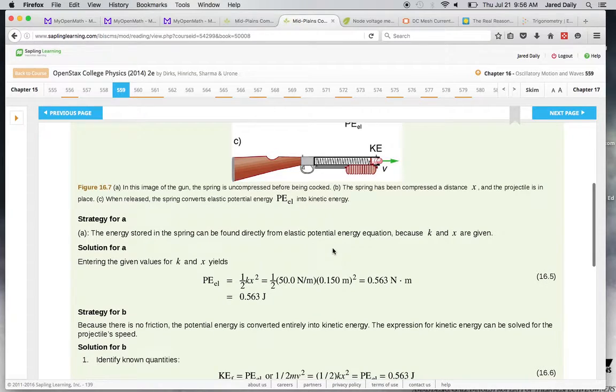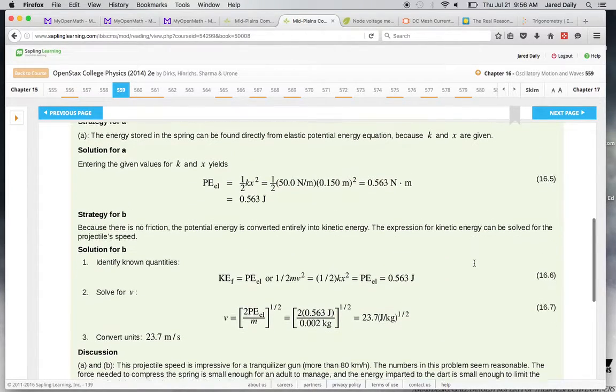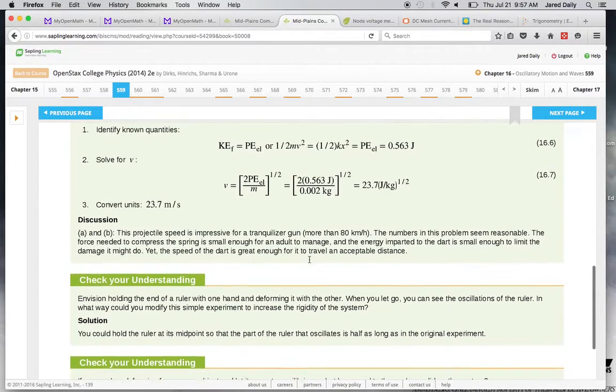And part A is just 1/2 kx squared, and we're going to get 0.563 when we plug in the numbers they give us. Pretty simple stuff. Make sure you convert centimeters to meters and everything else. But then in the second part, we're going to set that elastic potential energy equal to a final kinetic energy of the ball, and then we are going to solve for the velocity. So kinetic energy is 1/2 mv squared, of course, and the elastic potential energy is 1/2 kx squared. We go ahead and set them equal, solve for v, we get this equation here, and we plug in our numbers, and we get approximately 23.7 meters per second of velocity for that ball.